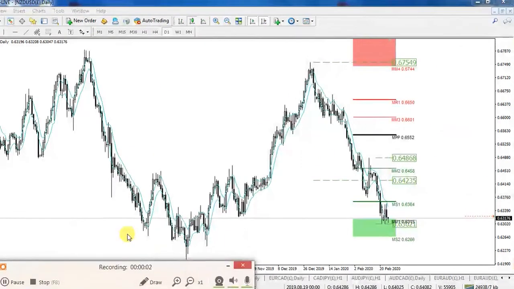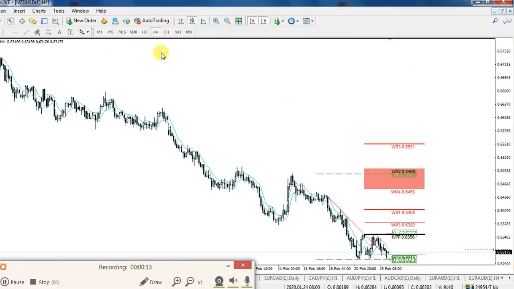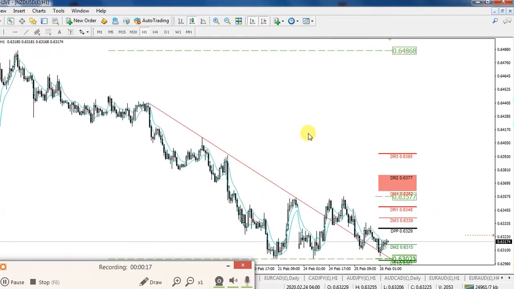And lastly, it's New Zealand dollar against US dollar. This is a daily chart, and as you can see, it's still looking strongly bearish. It's just a bit messing around, chopping up and down, but it has not changed anything. It still looks very bearish.